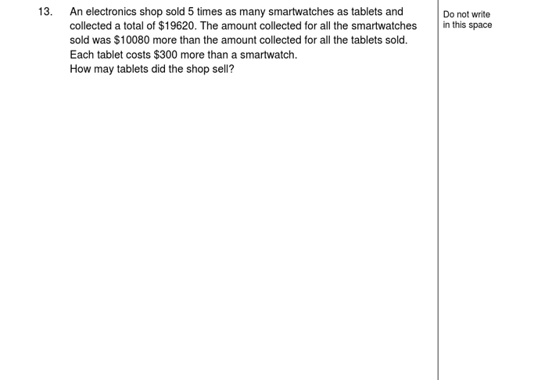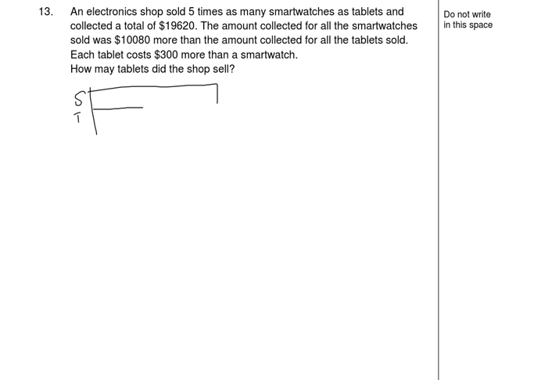Now, an electronics shop sold 5 times as many smartwatches as tablets. So you know that smartwatches versus tablets, you sold more, 5 times as many. So 2, 3, 4. This is for the number. And collected a total of $19,620. The amount collected for all the smartwatches was $10,080 more than the amount collected for tablets.